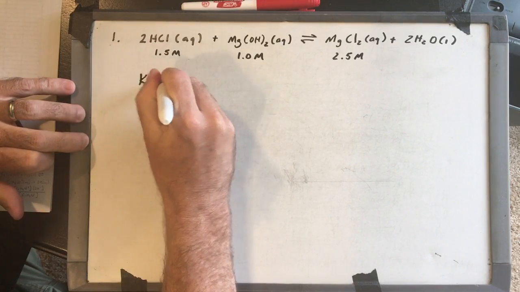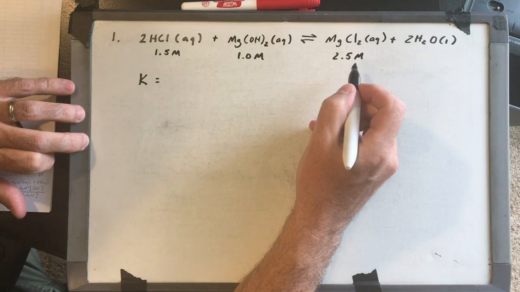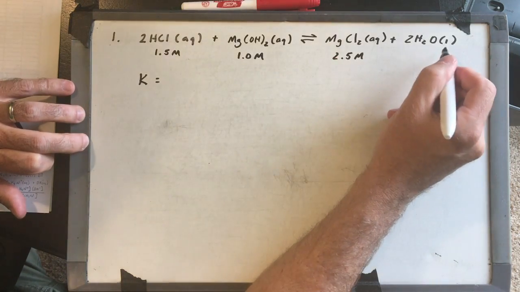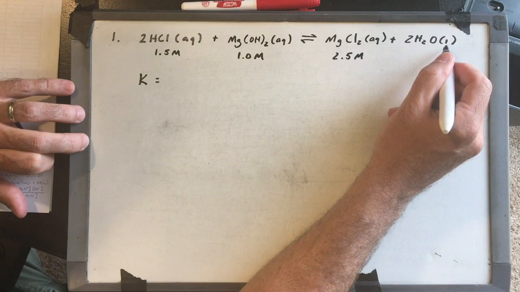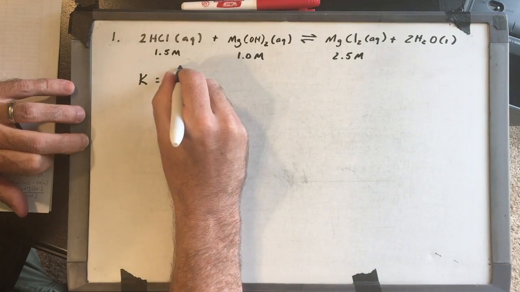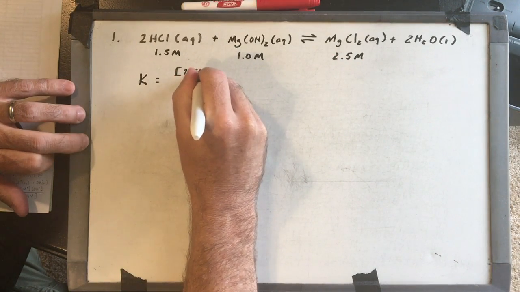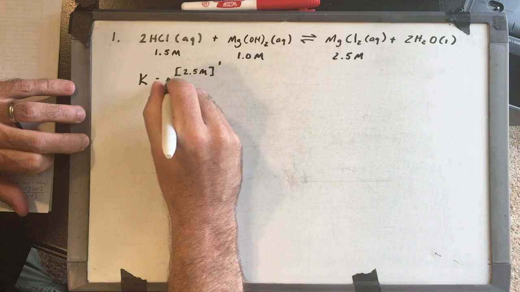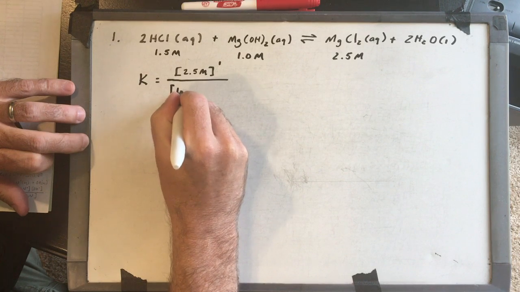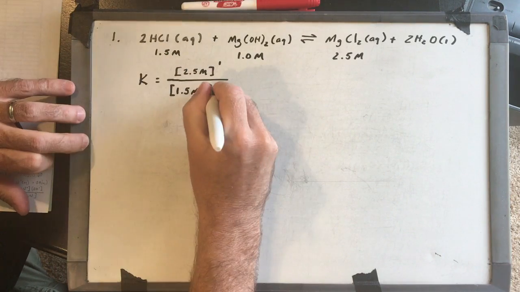So remember, we're going to take the concentration of the products raised to the power of the coefficient. So we're not going to use H2O because it's a liquid. You don't include liquids and solids in calculating K. So this would be the concentration of MgCl2, which is 2.5 molar. That's going to be to the first power, which you don't have to write. And then in the denominator, the reactants, the concentration of HCl, which is 1.5 molar. And that is going to be squared because the coefficient is 2.